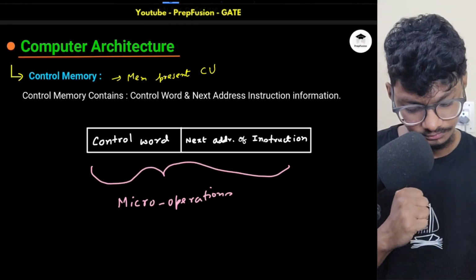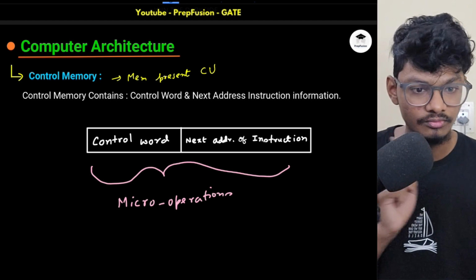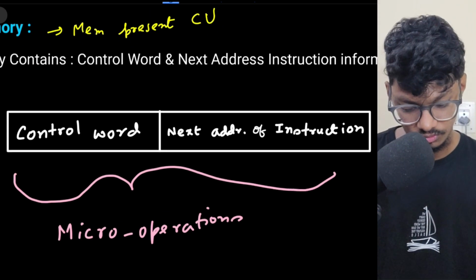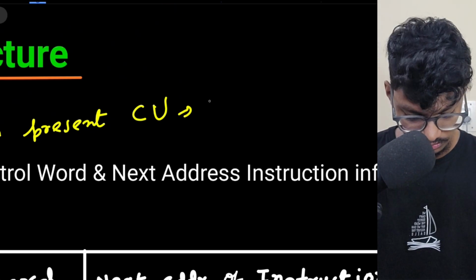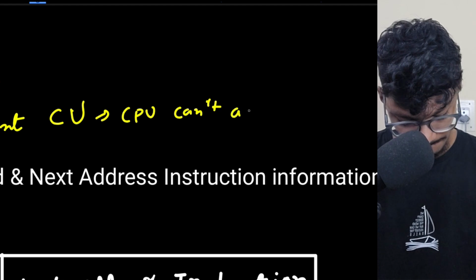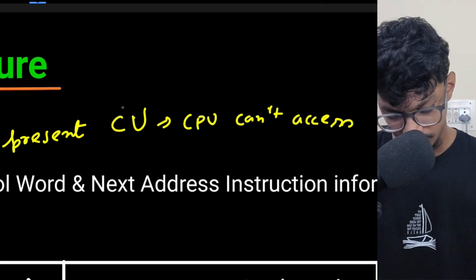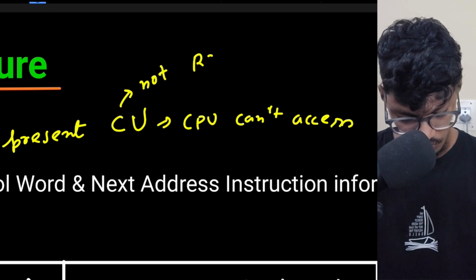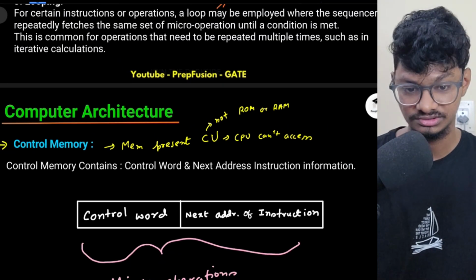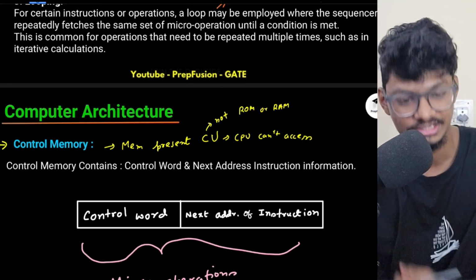And remember, everyone cannot access it. I have already mentioned everyone cannot access it. The CPU cannot access it always. So here the CPU can't access. It is not like ROM or RAM. The CPU doesn't have access to it. The control word is the leader of everything. So you don't have access to your manager's details, right? Obviously you don't. So that is the thing.